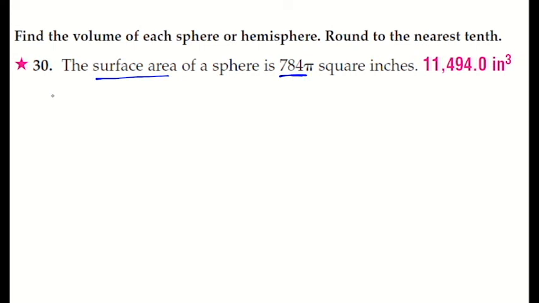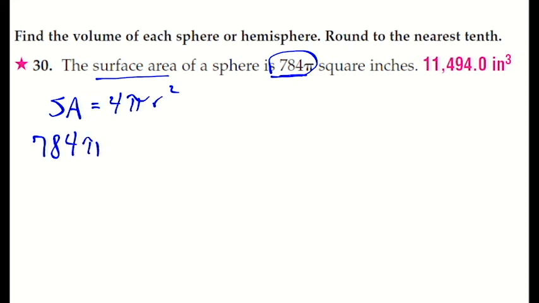So we're going to start off with the surface area formula for a sphere, which is 4 pi r squared. We're going to substitute in our 784 pi. Very nice of them to leave it in terms of pi for us. You'll see here that it helps us out algebraically, because to solve this for r, what we're going to do is we're going to divide first both sides by 4 pi.